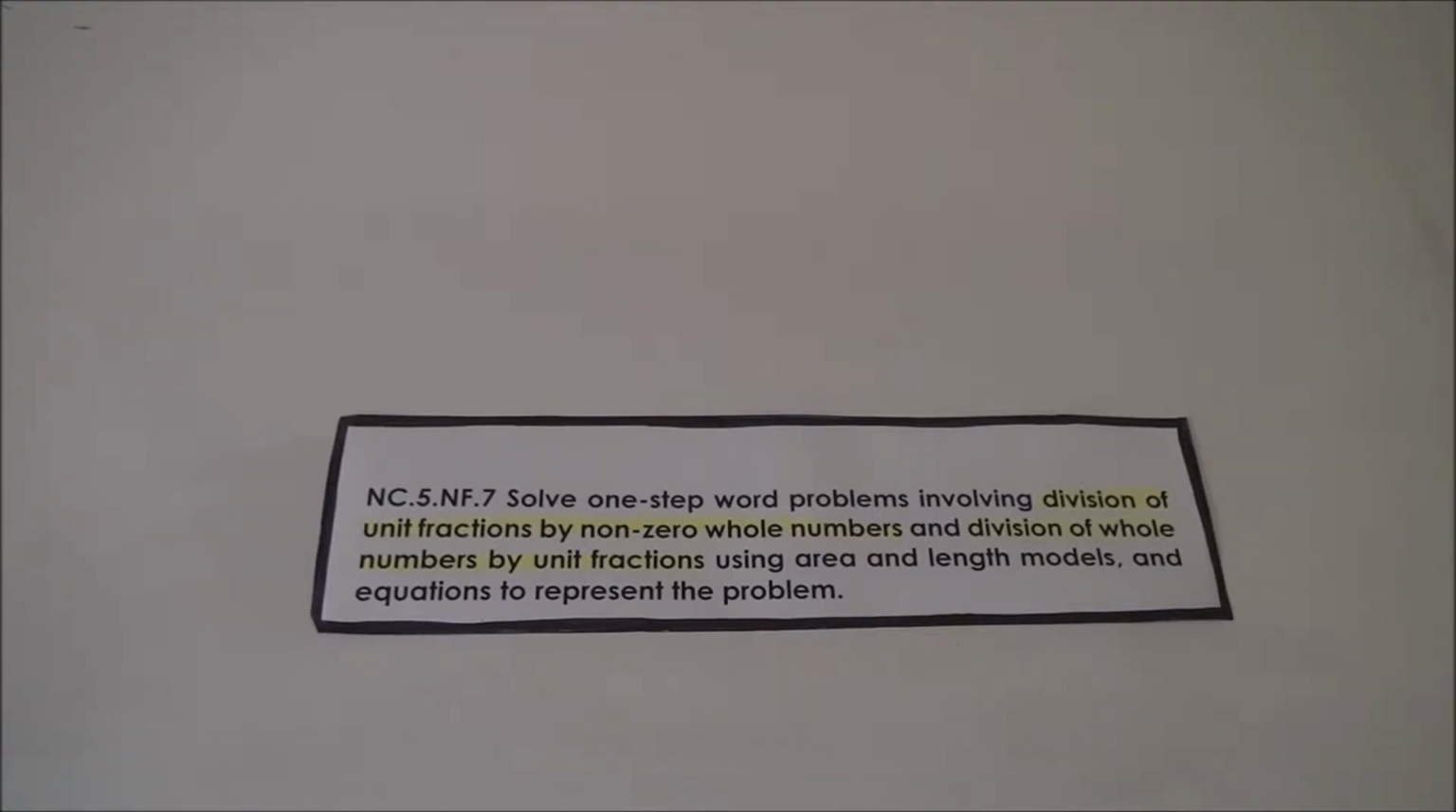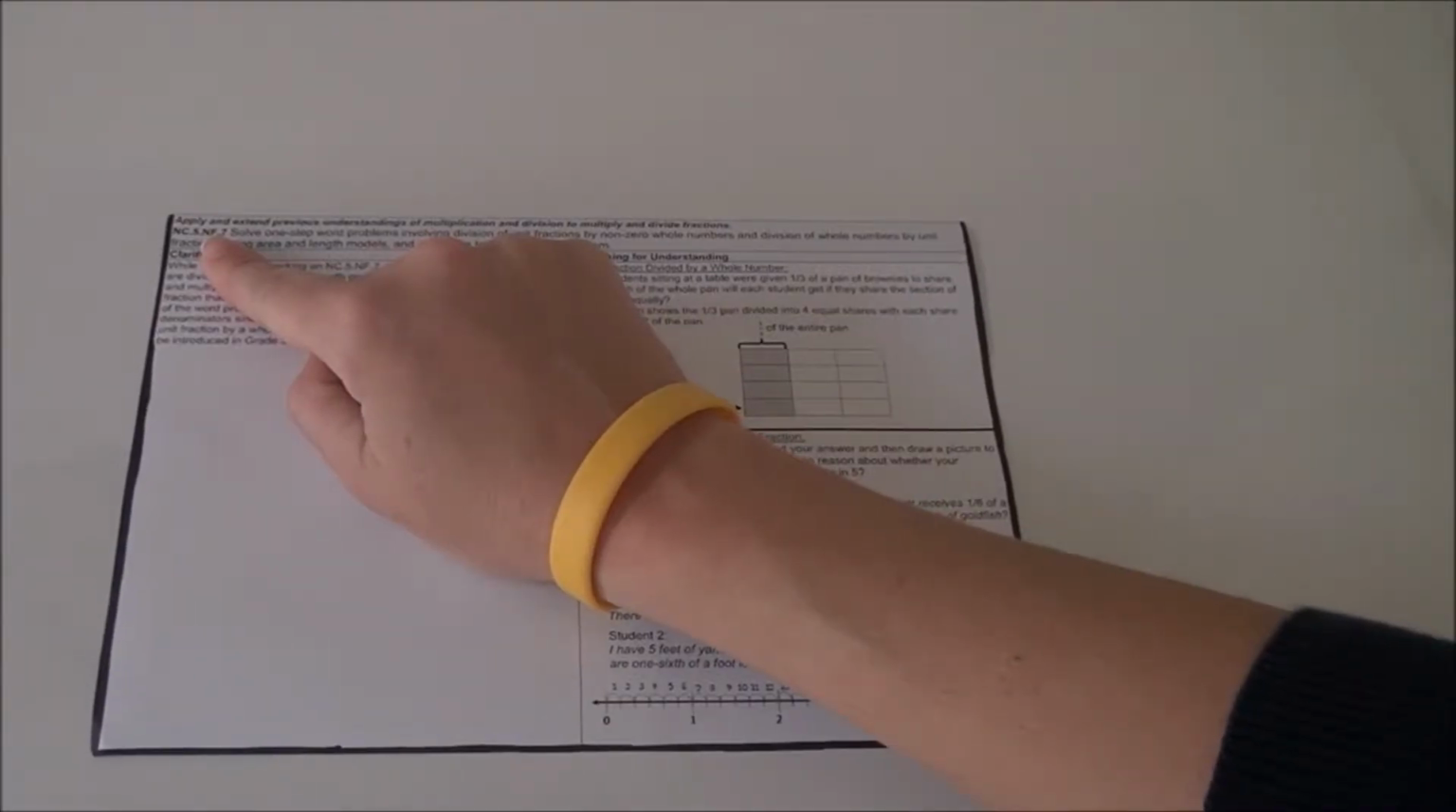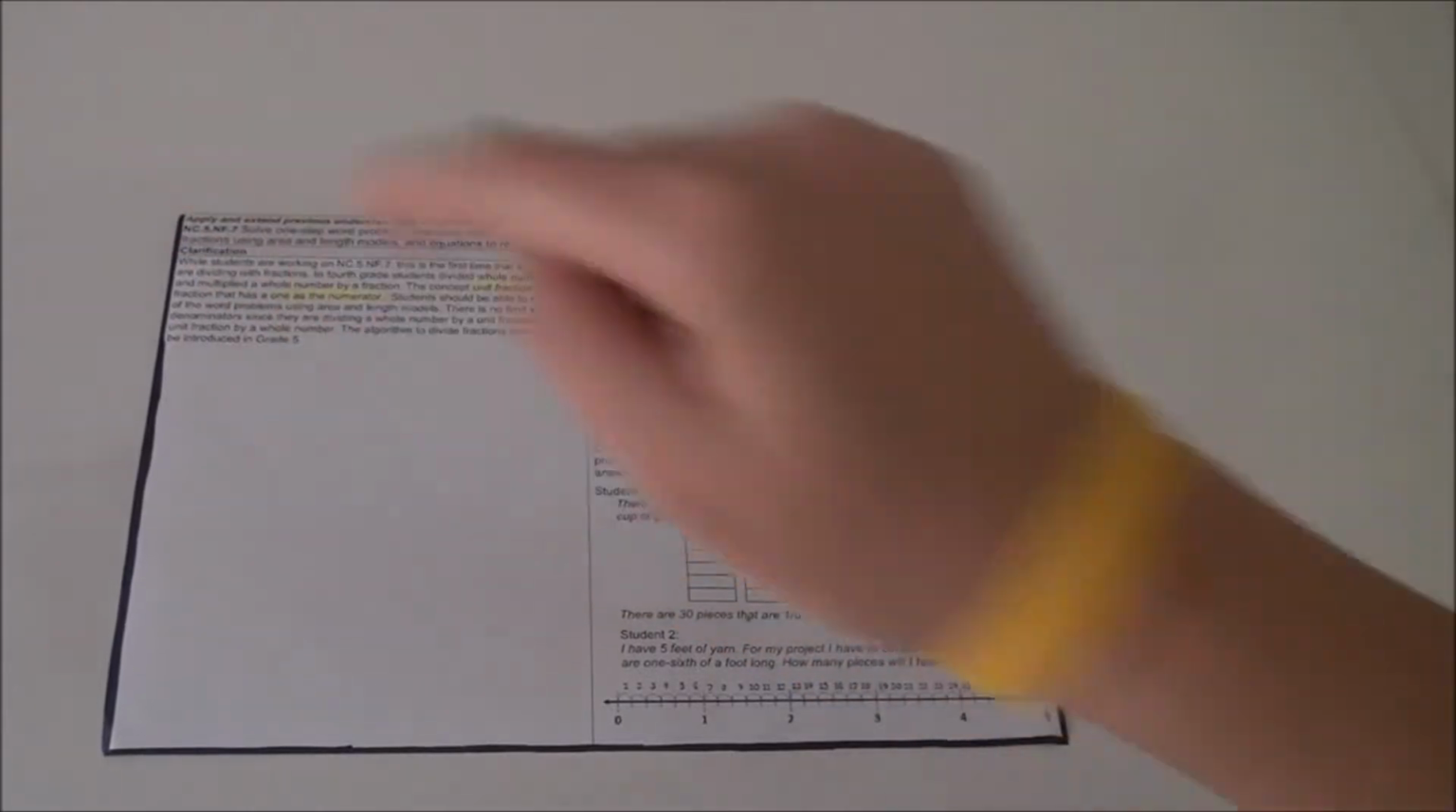This video explores the utilization of a number line to solve one-step word problems involving division of whole numbers by unit fractions. NF.7 is a new concept for students, as this is the first time they are dividing with fractions.